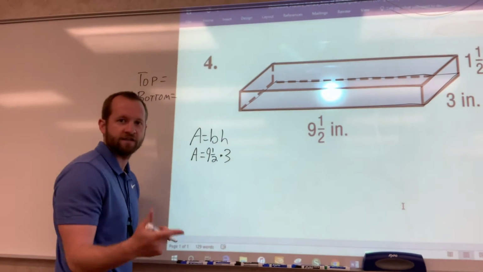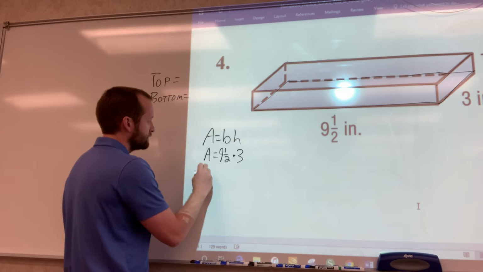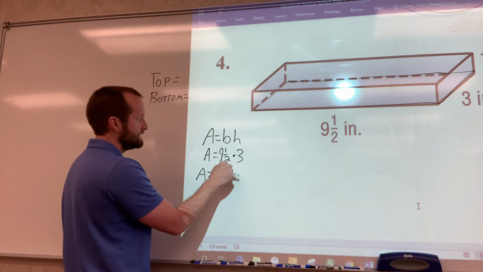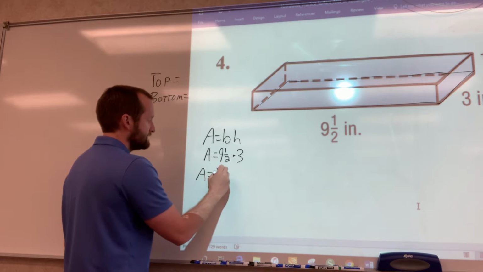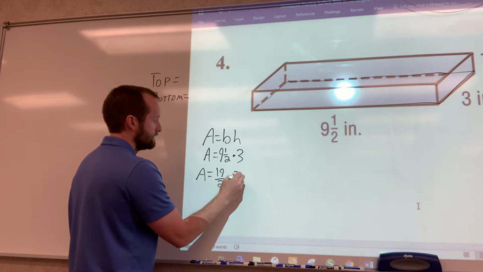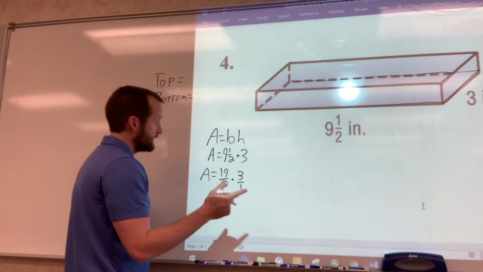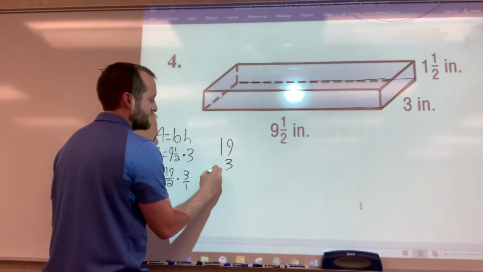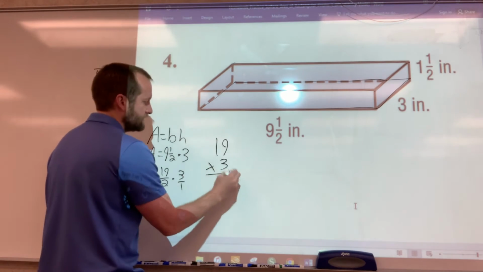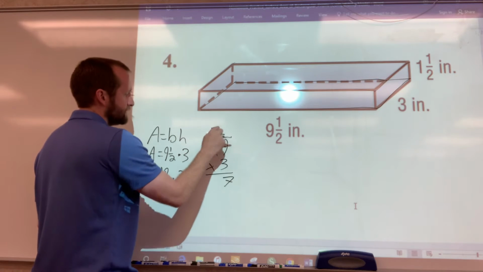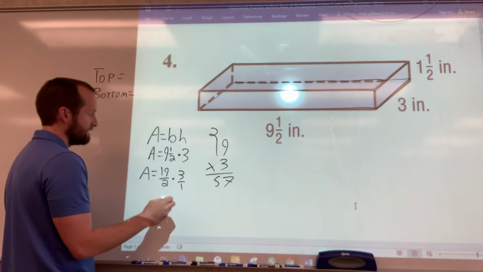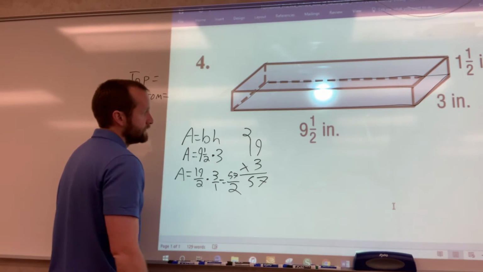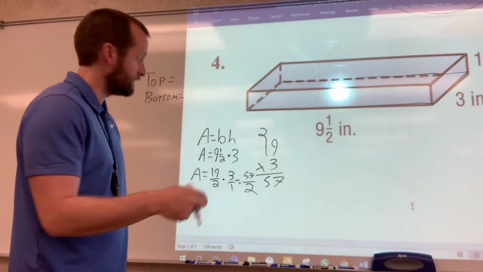So let's go ahead and figure that out really quick. So we're working with fractions, we've done this. So let's figure out, we'll do area equals, we need to turn this into an improper fraction. 9 times 2 is 18, plus 1 is 19. So we've got 19 halves times 3 over 1, right? So the area, let's see, 19 times 3, I'm not sure what that is, let's check. All right, so 19 times 3, 3 times 9 is 27, 3 times 1 is 3, plus 2 is 5. So we've got 57 halves, okay? So the area of the top and the bottom is 57 halves.